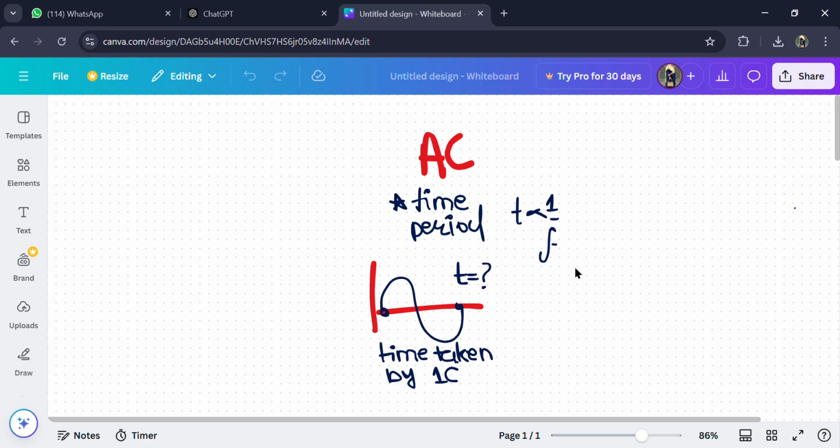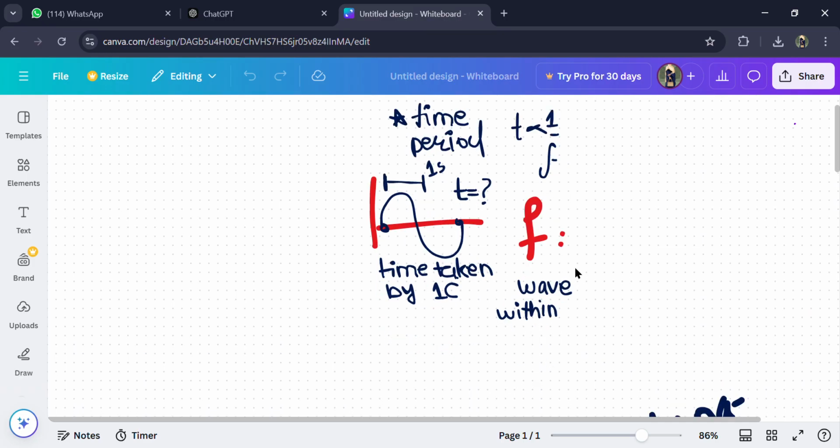Frequency is actually the measurement of the waves that are counted within 1 second. Or let's write its definition here. What is frequency? It's actually the number of waves within 1 second. So this is called the frequency of that thing.